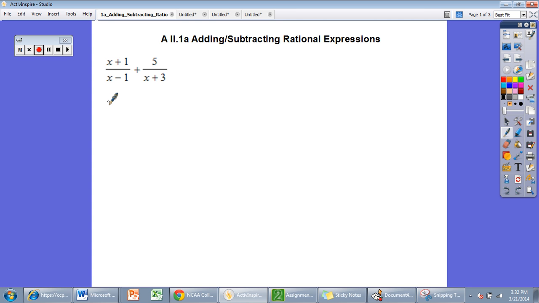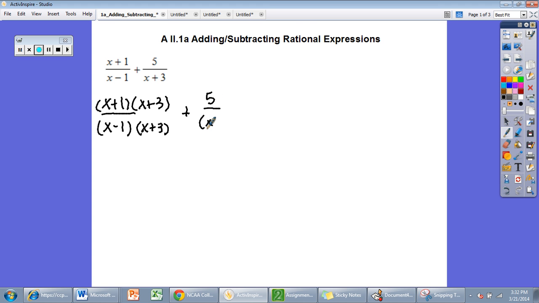So what we're going to do is multiply the first fraction by the denominator of the second fraction, and the second fraction we're going to multiply by the denominator of the first fraction. So on the top here, we're going to go ahead and FOIL these two things together. So that's going to give us x squared plus 4x plus 3. Okay, that's from this right over here.